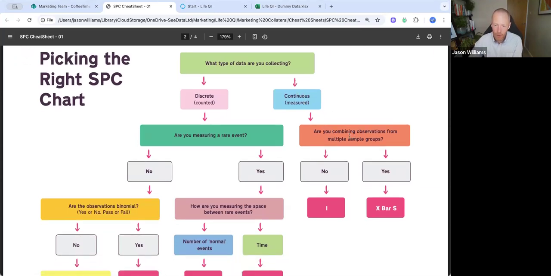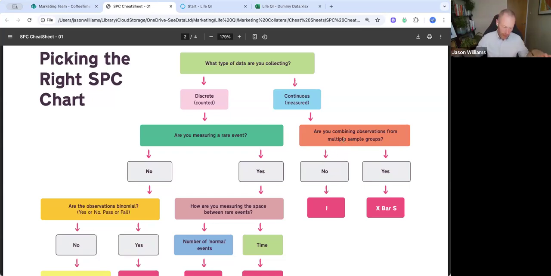Then, are you combining observations from multiple sample groups? Sounds a little bit complicated, but in reality, how many? So an example here would be if we're running a clinic. Every day we run a clinic, and a certain number of people attend that clinic every day. If it's only one clinic a day, that's one sample group. There's only one population of people there that we are measuring any data with. So not multiple sample groups. It would be an I chart.